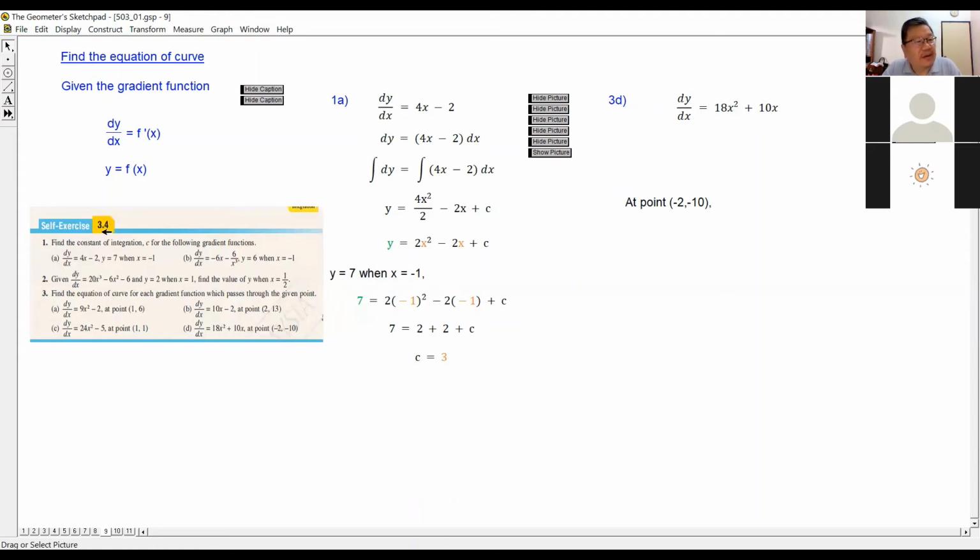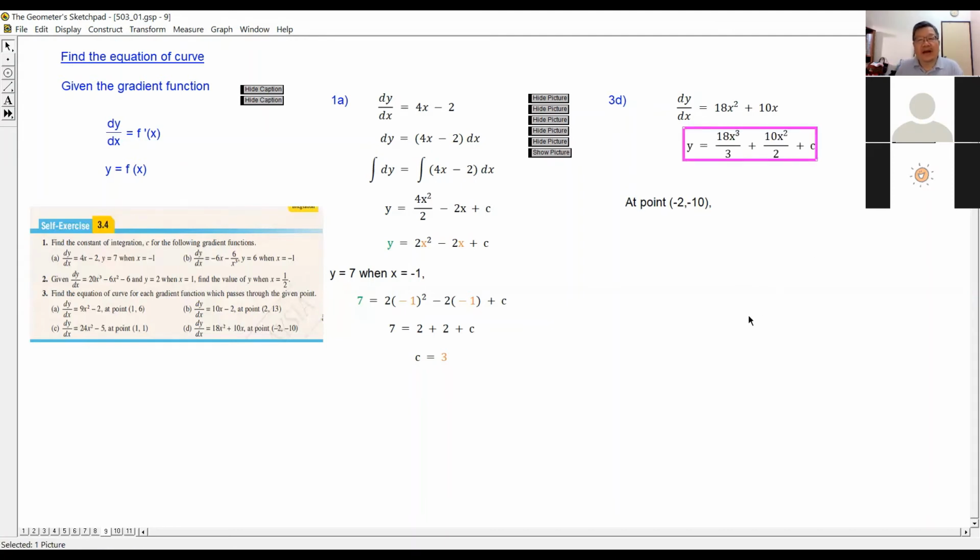You look at question number 3D. This self-exercise 3.4 comes from your textbook. You can refer to your textbook. Question number 3D. We are given dy/dx equals 18x squared plus 10x. So I copy down dy/dx equals 18x squared plus 10x.